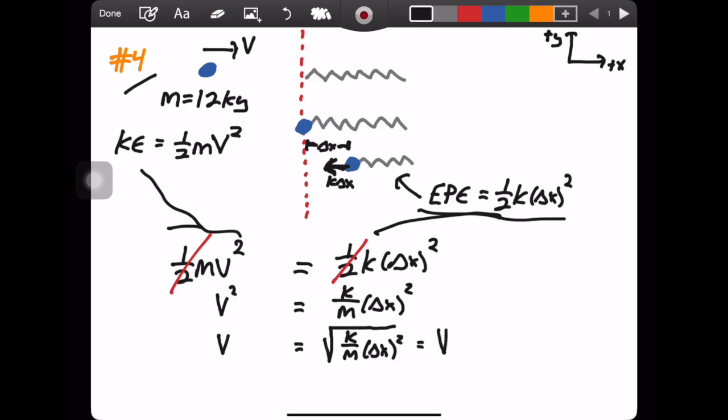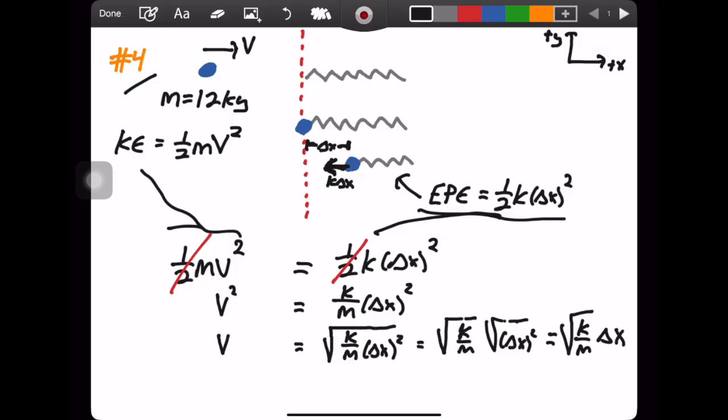To simplify, this is the same thing as the square root of k over m times the square root of delta x squared. And since I have delta x squared under a square root, the square root of delta x squared is just delta x. So this is just equal to the square root of k over m, times delta x.